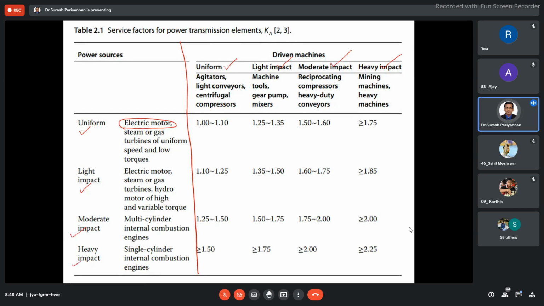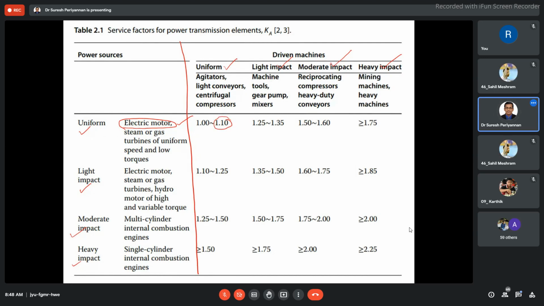Now, if I'm using a motor to operate a centrifugal compressor, with uniform power transmission or light uniform power transmission, then whatever my nominal power transmission of 1 kilowatt, my designed power transmission capacity should be 1.1 kilowatt. I have to design the component with respect to 1.1 kilowatt, though the practical power transmission capacity may be 1 kilowatt.